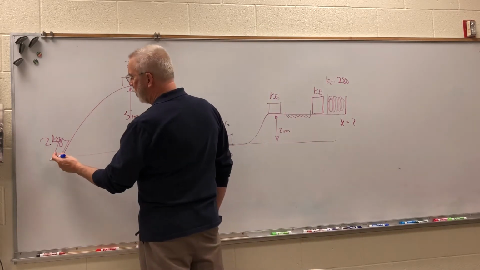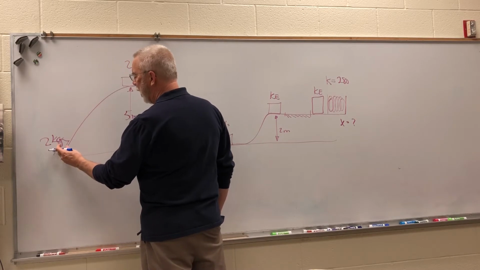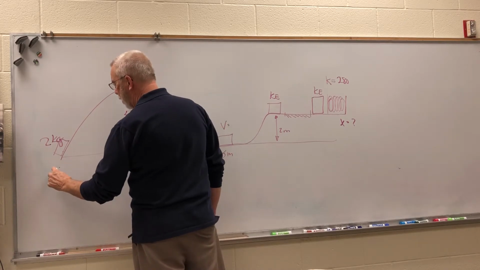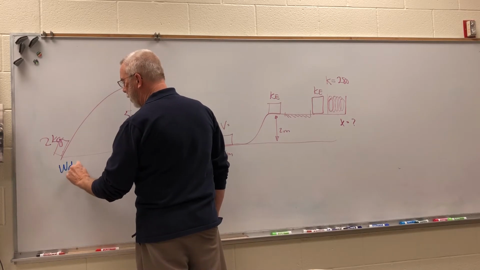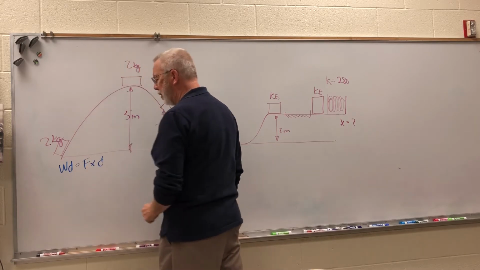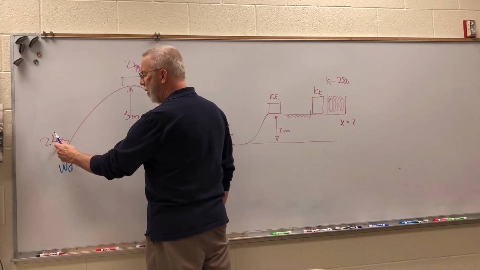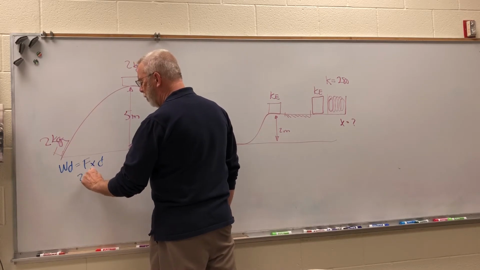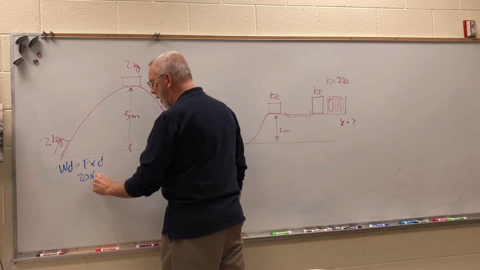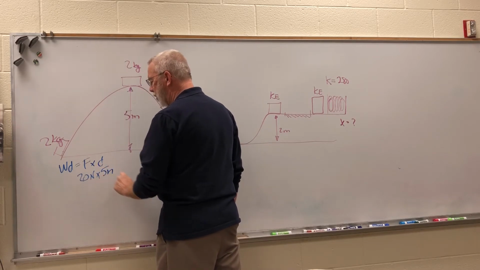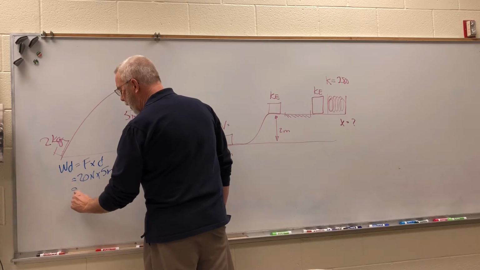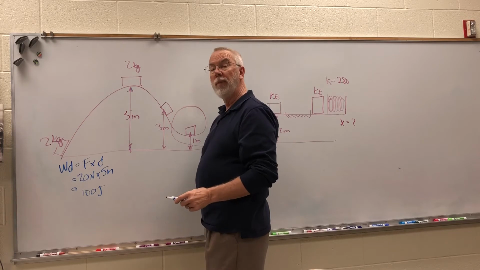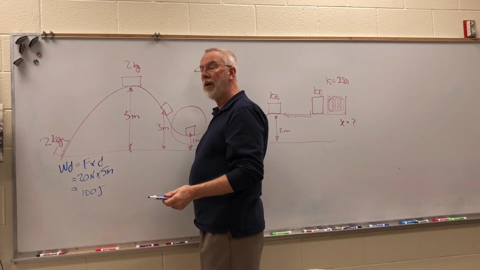They said, what was the work done to get this block from here up to the top? Well, work done over here is a force times a distance. You've got a 2 kilogram mass, so the force there is going to be 20 newtons, and the distance that we're raising it is 5 meters. So the work done is going to be 100 joules, or 100 Newton meters. Newton meters and joules are the same thing.